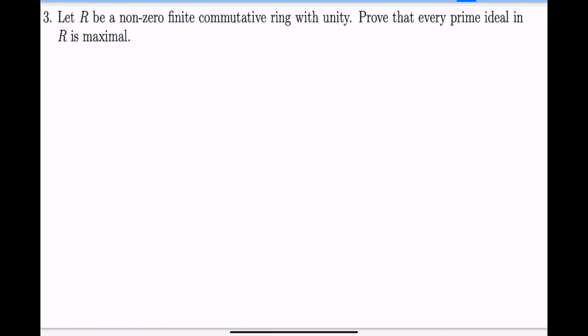In this video we're going to be solving problem 3 from the fall 2023 algebra qualifying exam at UC Irvine. The exam is not posted online yet, but as soon as it's posted online I'll provide a link to it in the description below. So problem 3 is saying: let R be a non-zero finite commutative ring with unity. Prove that every prime ideal in R is maximal.